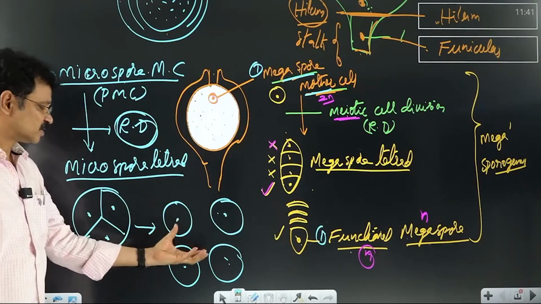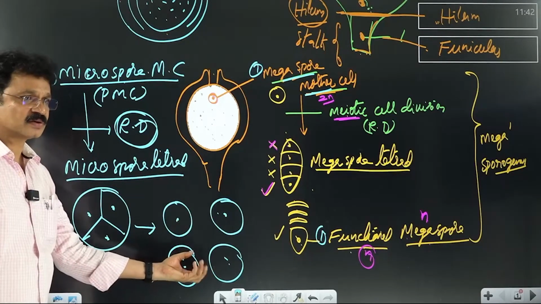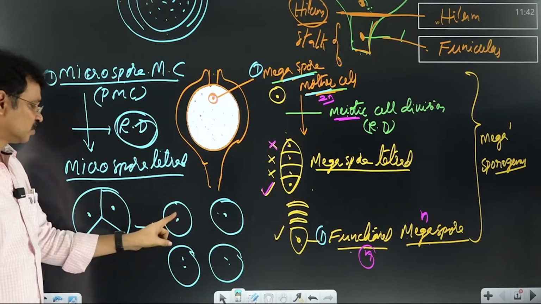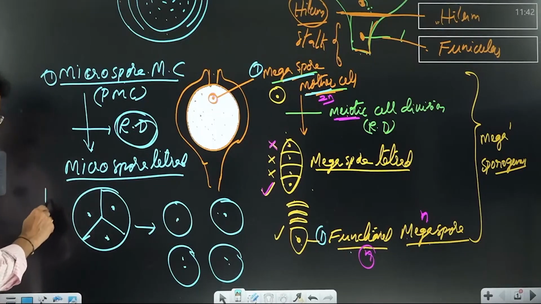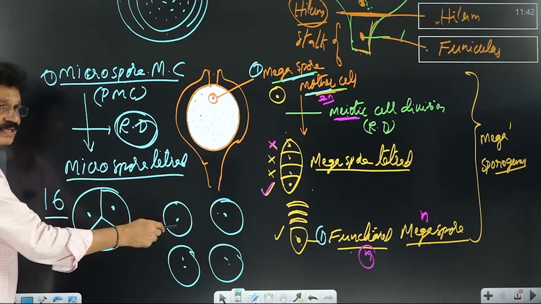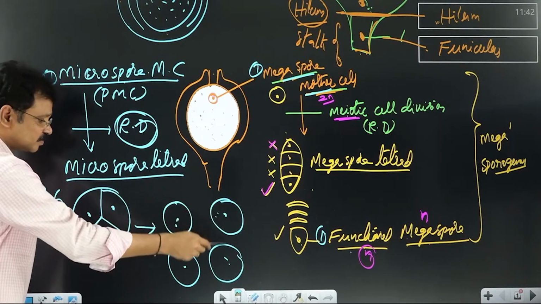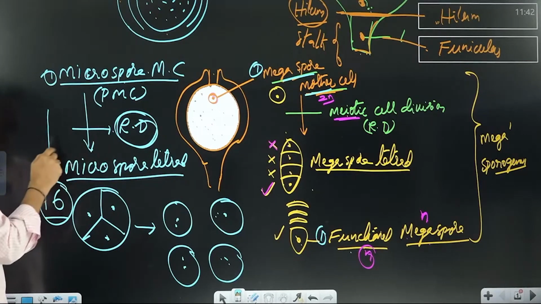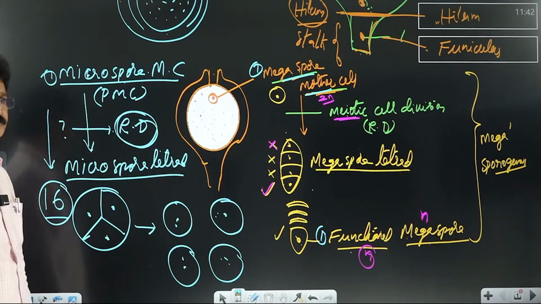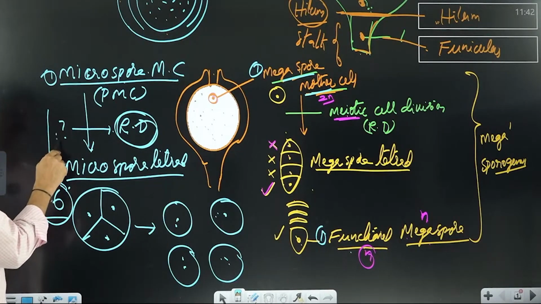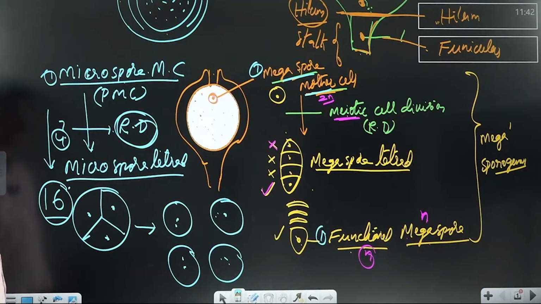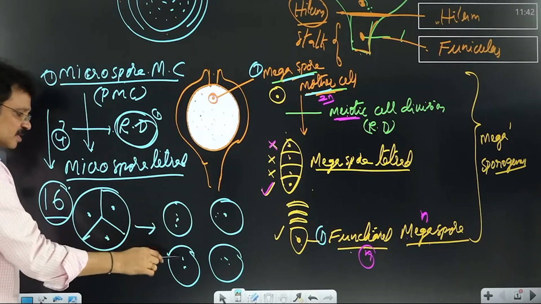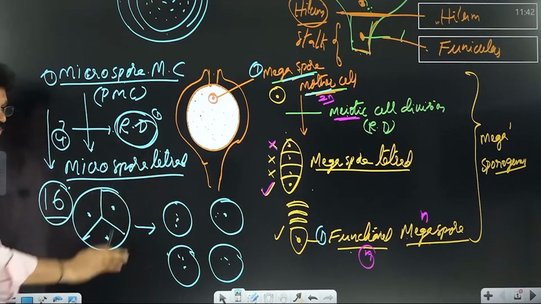To yield 16 functional microspores, how many meiotic divisions are required? Listen once again. To yield 16 microspores, nothing but pollen grains. After maturity, these microspores are called pollen grains. To yield 16 pollen grains, the required number of meiotic cell divisions is 16 divided by 4, so 4 are required. At each meiotic cell division, 4 daughter cells are formed. Every daughter cell is functional. There is no degeneration of any kind of microspores.